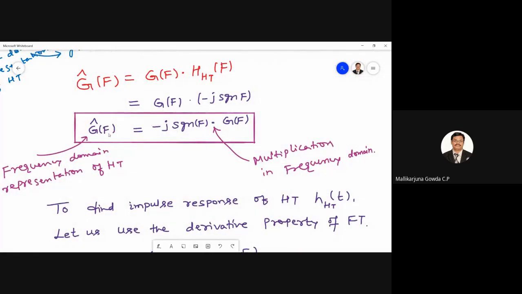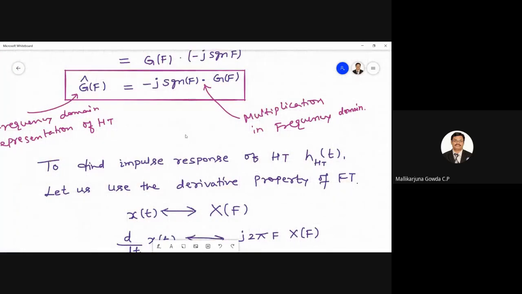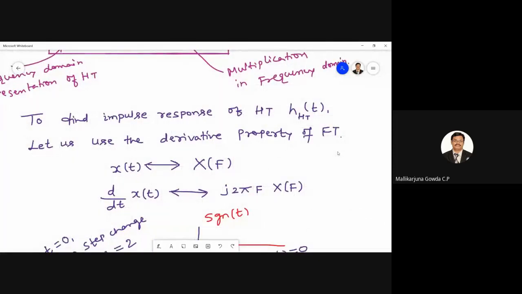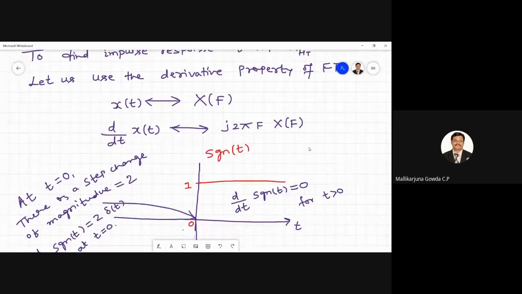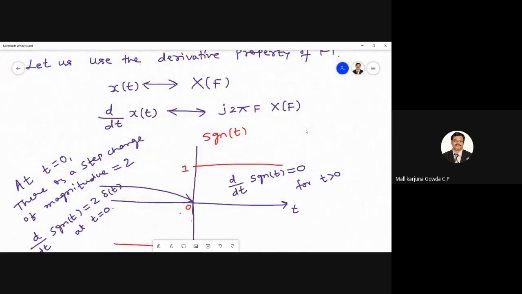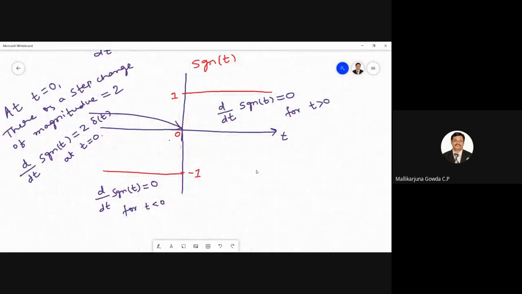So this is the frequency domain representation of the Hilbert transform, the multiplication in the frequency domain. To find the impulse response of the Hilbert transform, we are using the derivative property of the Fourier transform. So I said if x of t has Fourier transform x of f, then d by dt of x of t will be j 2 pi f into x of f. I took my x of t as the sgn function and found its derivative. I think till this we have discussed in the last class, right?